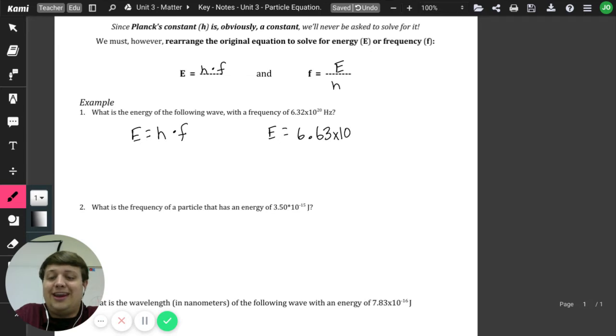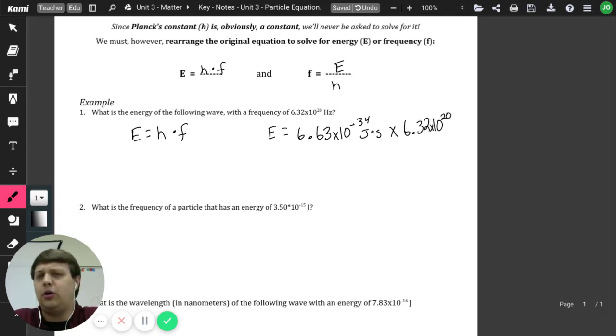So my energy equals 6.63 times 10 to the negative 34th joules times seconds, times frequency, which was 6.32 times 10 to the 20th hertz. Now remember, hertz can also be written as s to the negative 1, which could also be written as 1 over s, right? Then we can cancel out our 2 seconds, and we're going to be left with joules. Well, joules is good because joules represents our energy.